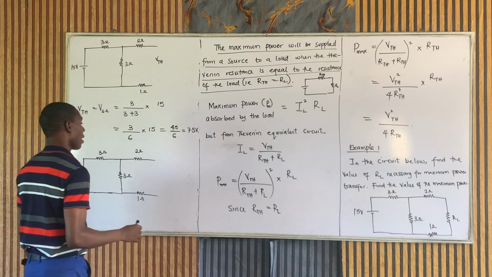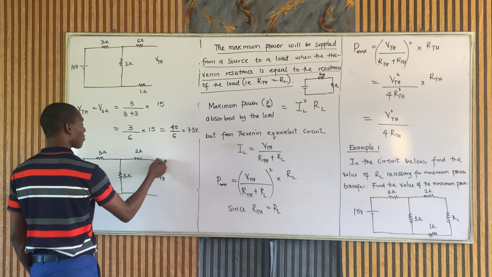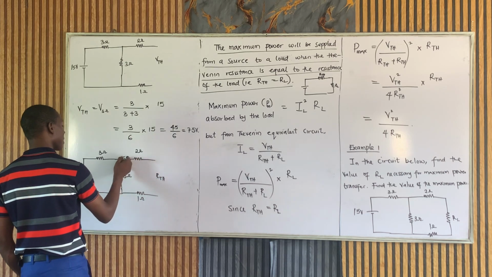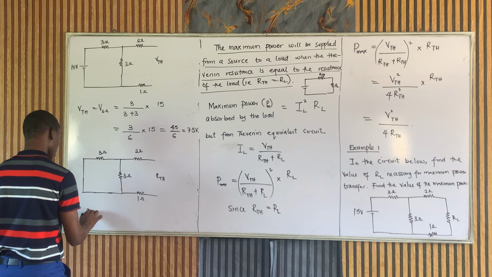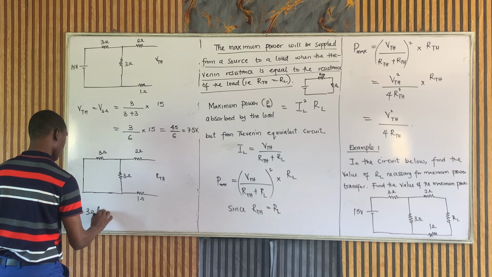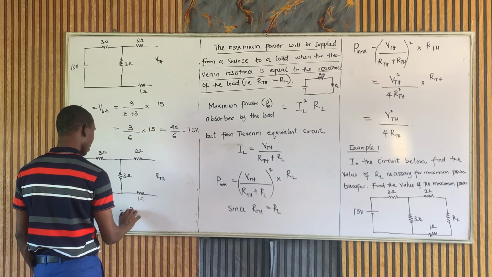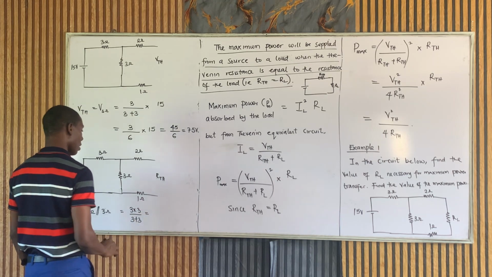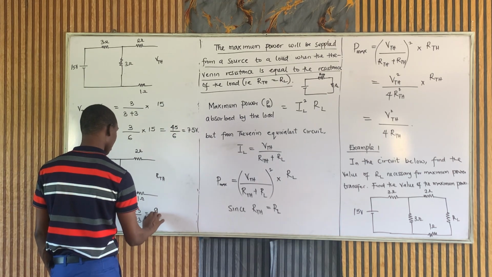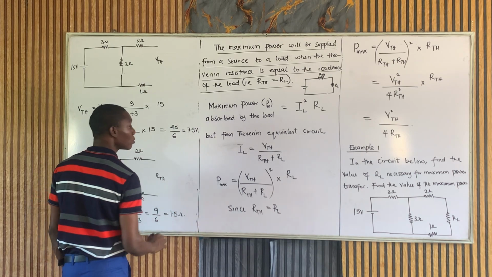Okay, so to get my RTH, I often assume that current comes from the open part. When the current gets here to split, we have 3 ohms in parallel with 3 ohms. The total resistance of these two will give us 3 times 3 over 3 plus 3, which is 9 over 6, 3 over 2, 1.5 ohm.